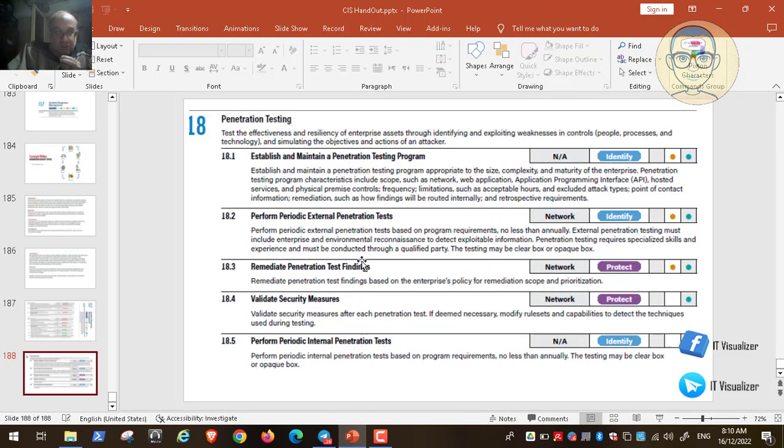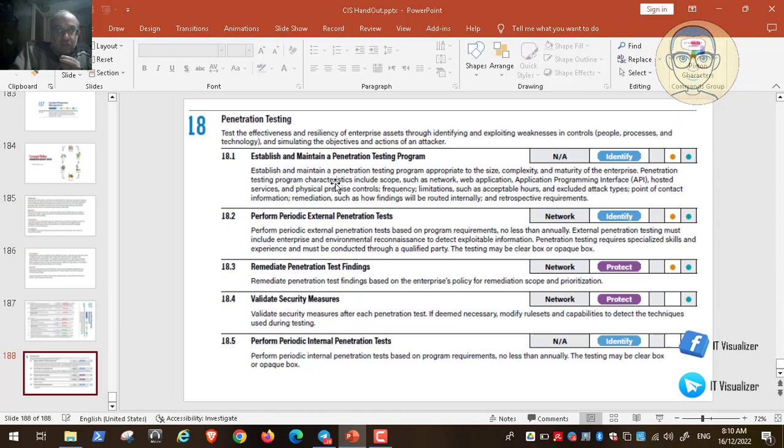So let's see here what it says. Test the effectiveness and the relevancy of enterprise assets through identifying and exploiting weaknesses in controls, people, processes, and technology, and simulate the objectives and actions of an attacker. Establish and maintain a penetration testing program, with a schedule appropriate to the size, complexity, and maturity of the enterprise, because the duration and complexity of penetration testing will depend upon the company size.